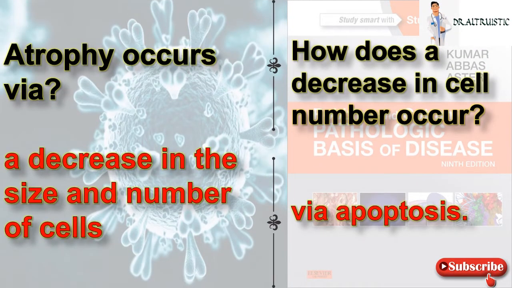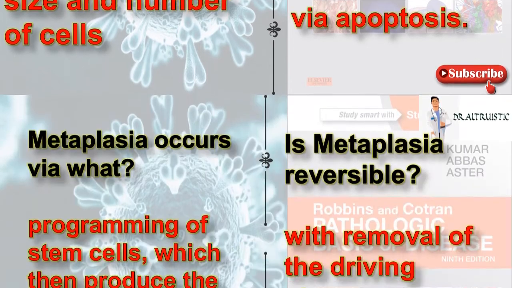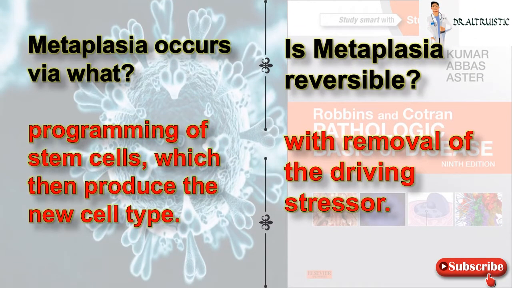Atrophy occurs via a decrease in the size and number of cells. How does a decrease in cell numbers occur? Via apoptosis. Metaplasia occurs via what? Programming of stem cells, which then produce the new cell type. Is metaplasia reversible? With the removal of the driving stressor.